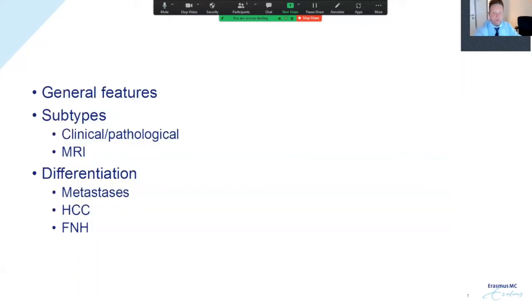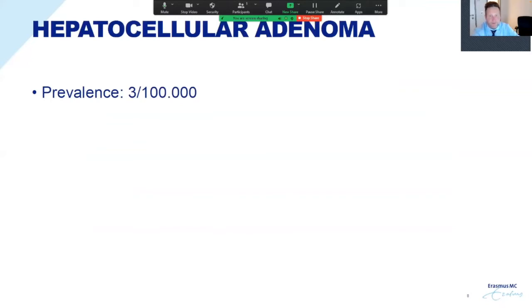This is how I will do my lecture. First, I will sum up the different clinical features of adenomas. For most of you, this will become knowledge. After this, I will go into the different subtypes. I will finish by giving you tools how to differentiate this benign tumor from the FNH and malignancies, especially metastasis and HCC. Now some general features concerning hepatocellular adenomas.